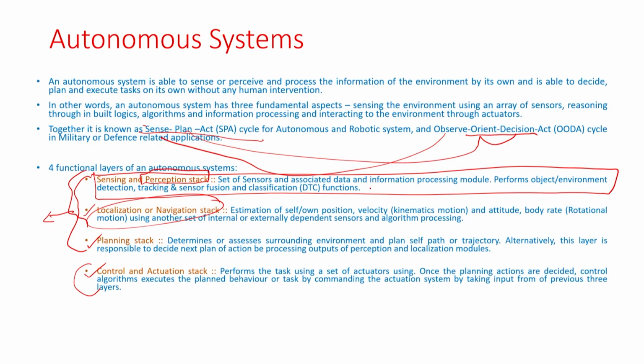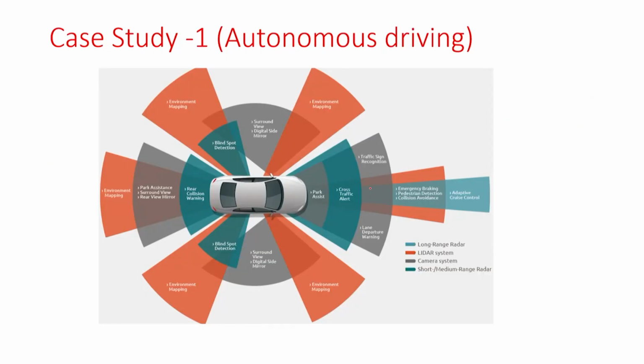Next is planning. Now you know there is a pedestrian in front of you, and you want to change the path so that you are not on a collision course with the pedestrian. That part is planning. And next is the control and actuation action. How will you achieve your desired path? By means of an actuator within your car. With this, I am going to some case studies that will be interesting.